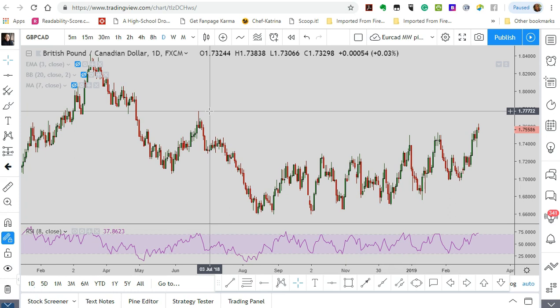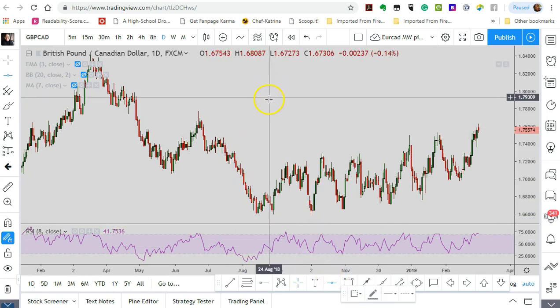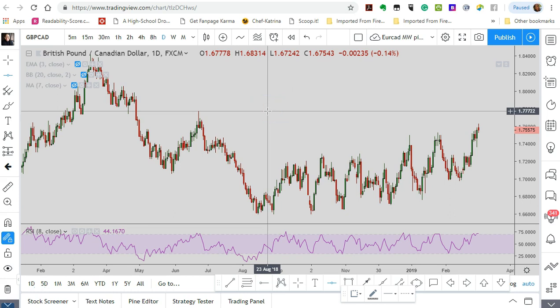GBP CAD is one of the pairs that I've been curious about because I love trading the CAD, the Canadian dollar. So I actually may consider trading this more often because I love the way that anything with the Canadian dollar moves. So what I do is I look for key levels, but we're just going to do it with the daily today because I want to make sure you just get an understanding.